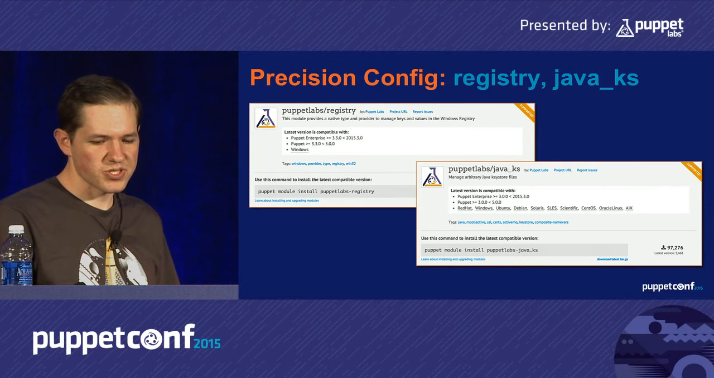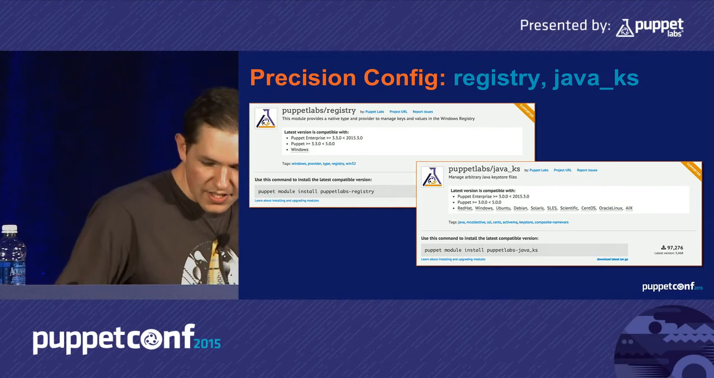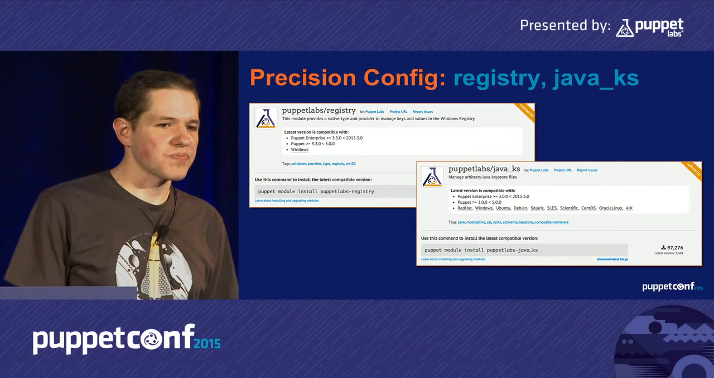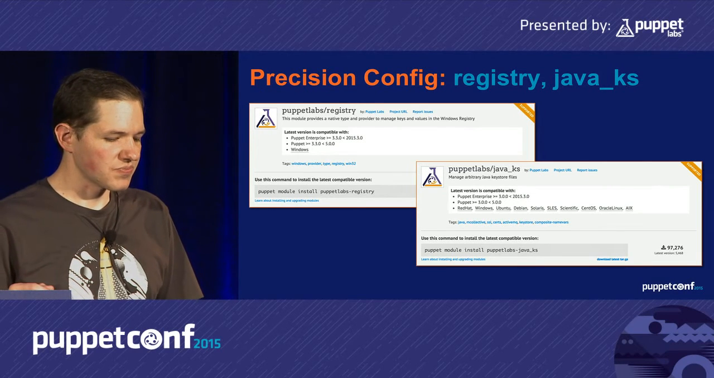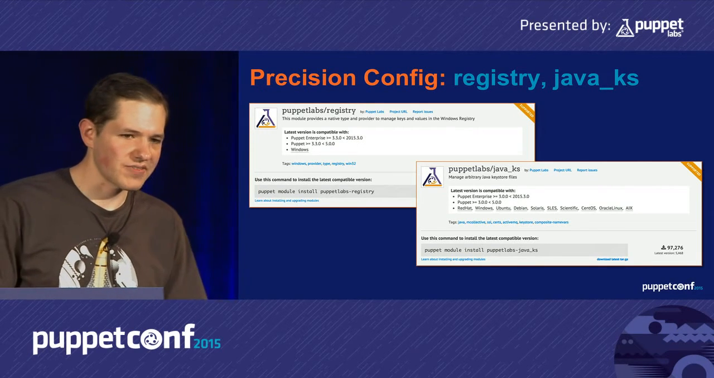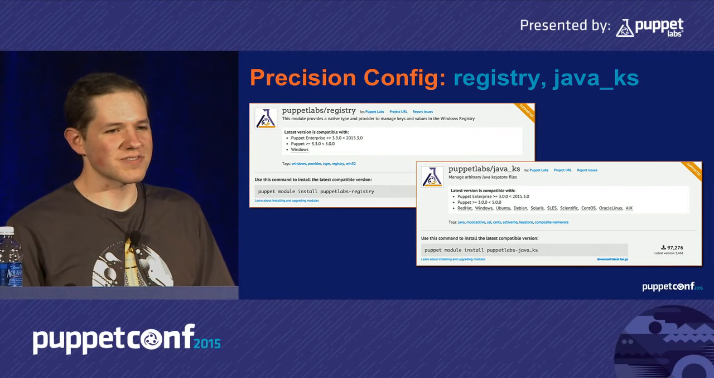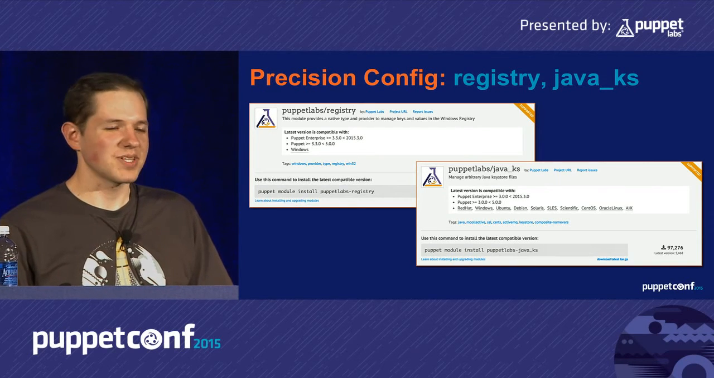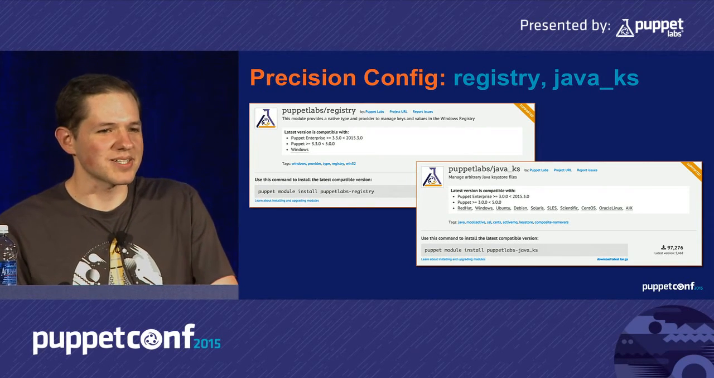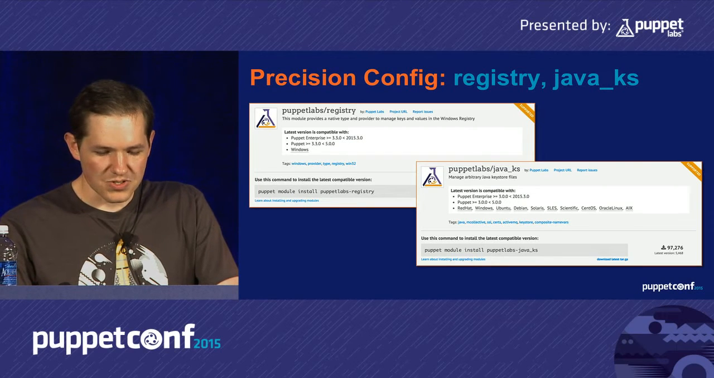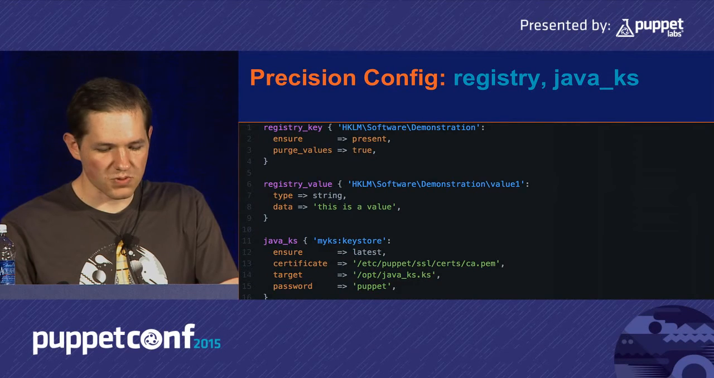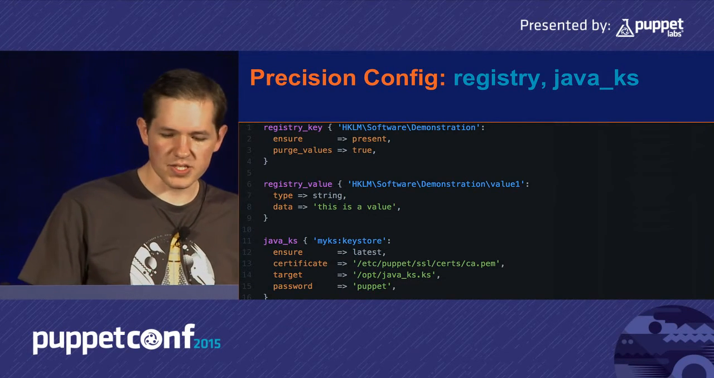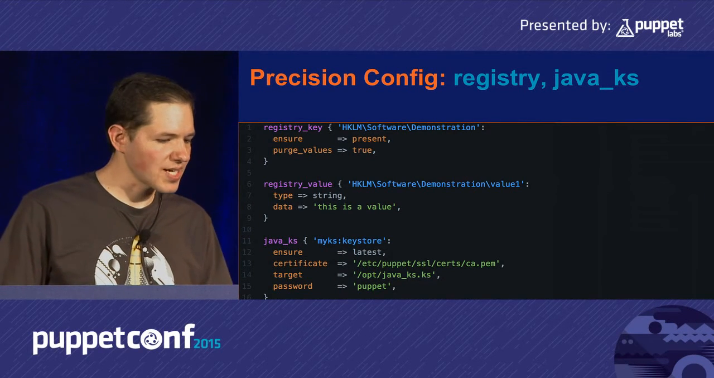Two other examples on the precision config: not everything's a file, contrary to Unix philosophy. So puppetlabs registry is a core Windows system provider you should just be aware of for setting Windows registry settings. Java KS is an example of dealing with a really hard configuration file. Unless you really love Keytool, which I've not actually met anyone who does, dealing with Java key stores can sometimes be difficult. So these modules give you types for ensuring the specific configuration of those resource types.